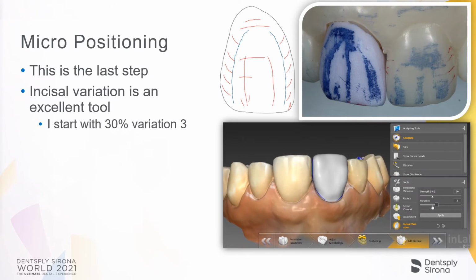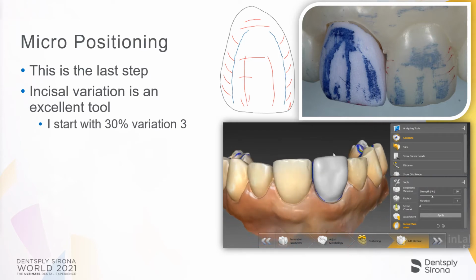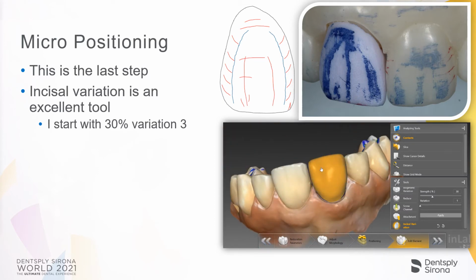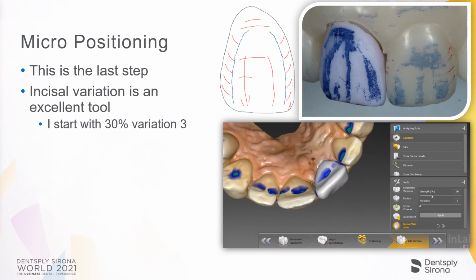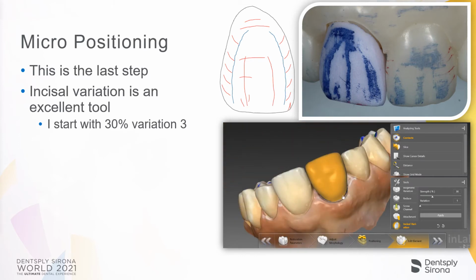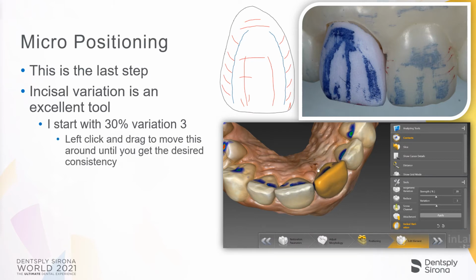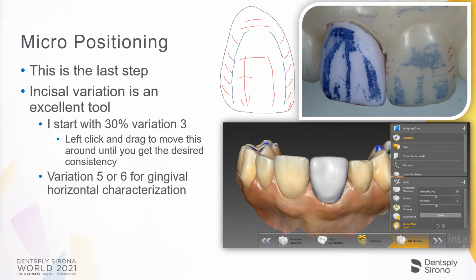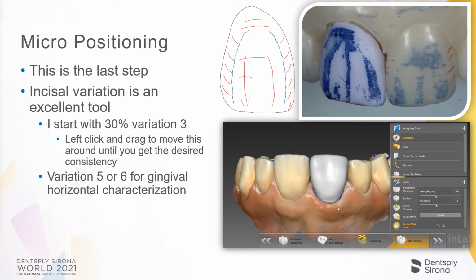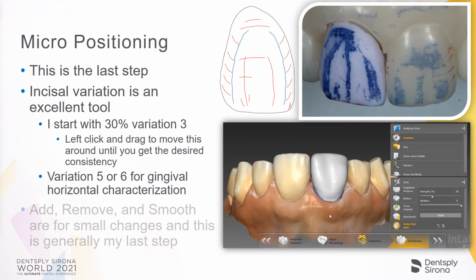And I hated it. It made my teeth look so unnatural. When I realized I could take that incisal variation and drag it around, it made me much happier, and I actually use this tool quite often, especially when I'm doing my diagnostic wax-ups, when we get to our full arch type of cases or even our multiple anterior type of cases. I usually start with about 30%, and I start to move it around until I get the consistency that I desire. Once I start going on to the gingival aspect of this, I want to get into variation 5 and variation 6, which you're going to see me do here in a second. Variation 5 and variation 6 will put those horizontal characterizations that we typically see with horizontal developmental grooves.